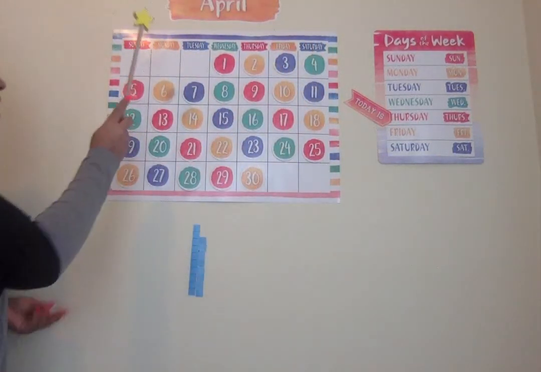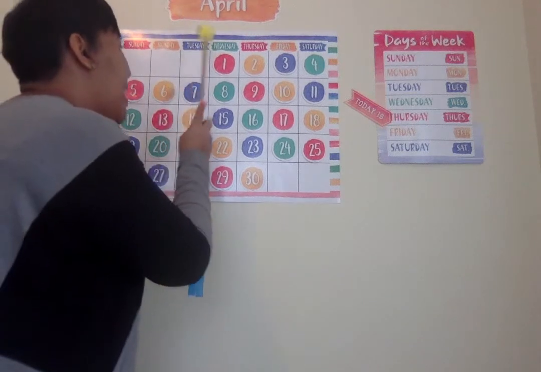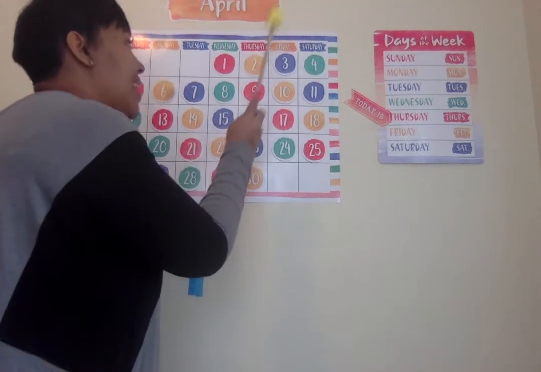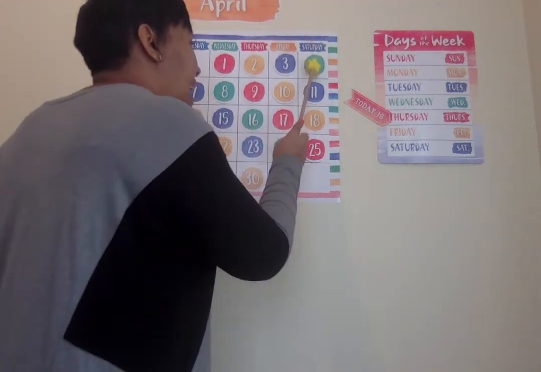There's Sunday and there's Monday. There's Tuesday and there's Wednesday. There's Thursday and there's Friday. And then there's Saturday. Days of the week.